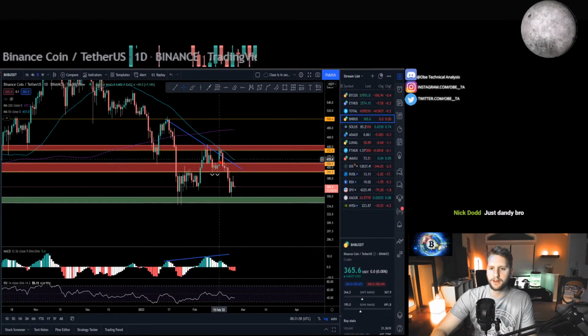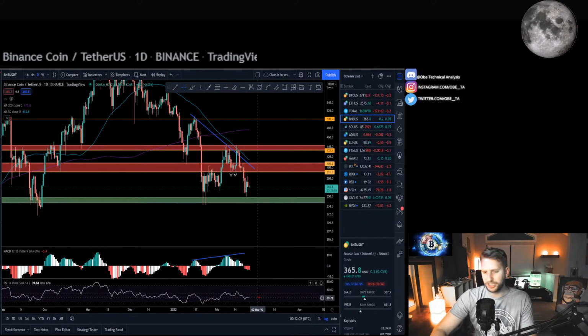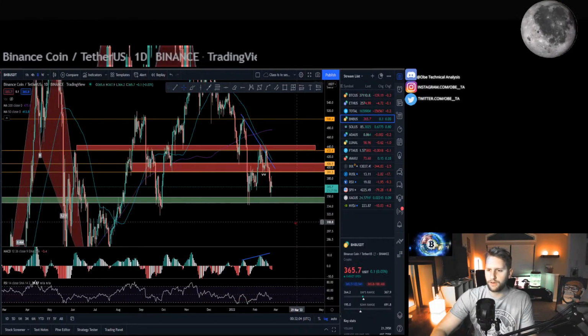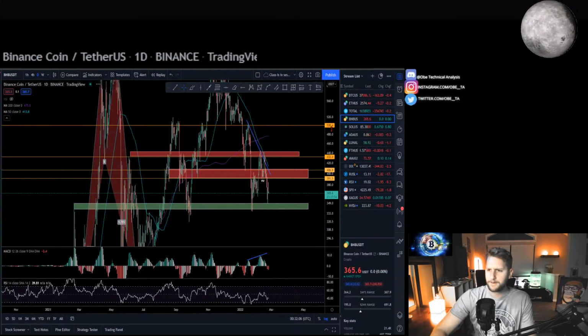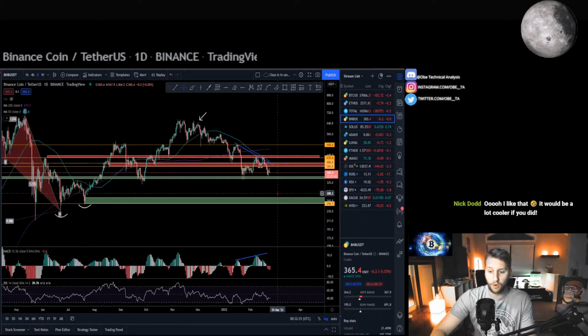So, same kind of thing on the daily. Hidden bearish divergence, negative momentum is just continuing to build. You're not oversold or anything. Coming down and treating, where we at, like 347, 350 as support for a little while.